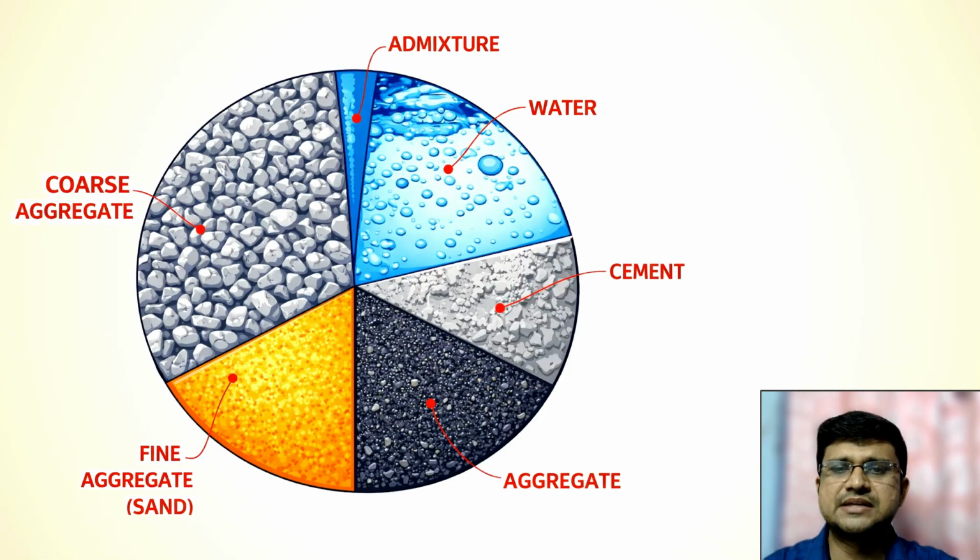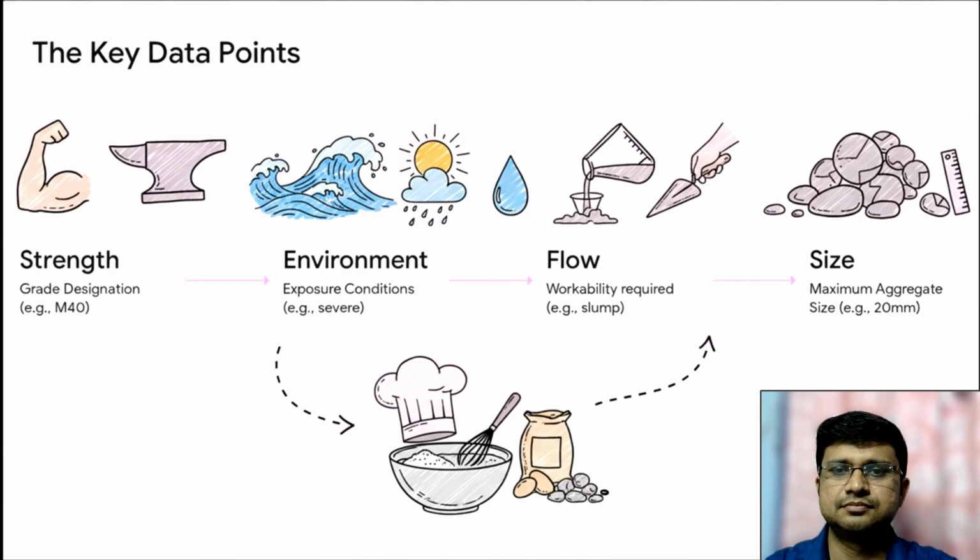Now, concrete mix design is the process of determining the right proportions of different ingredients so that when the concrete is produced, it has the desired strength, good workability, and adequate durability. Concrete mix design is very similar to cooking. Suppose we are preparing a curry. We need the right ingredients and right proportion. Similarly, in concrete, the basic ingredients are cement, water, fine aggregate, and coarse aggregate. Sometimes we also add admixtures depending on the requirement.